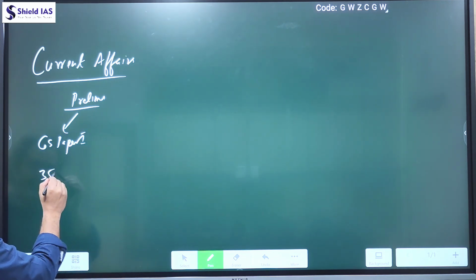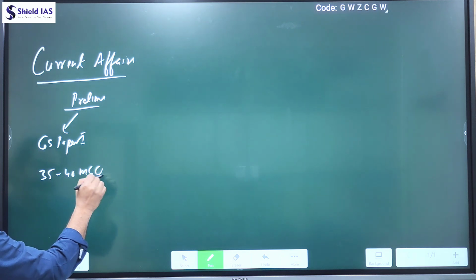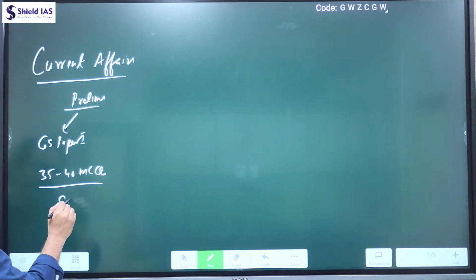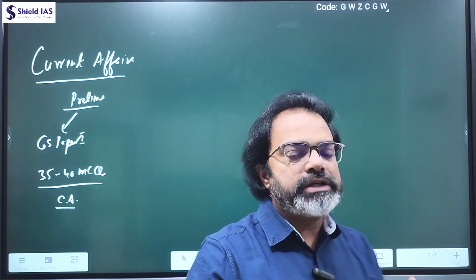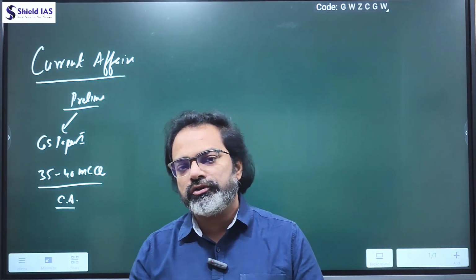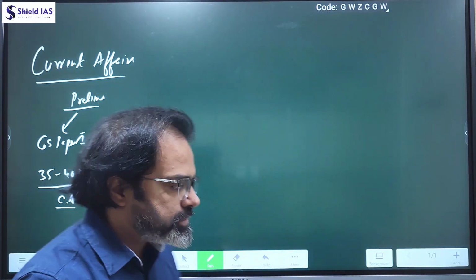So GS paper 1, around 35 to 40 MCQs are directly influenced by current affairs. That is a substantial chunk. 40% of the paper impacted by current affairs.